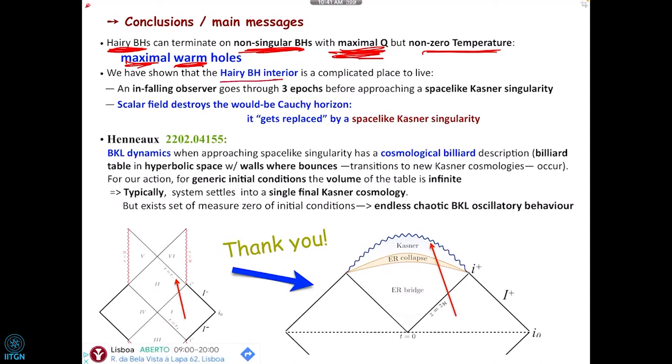And then we have shown that the Airy black hole interior is very complicated. In particular, a falling observer goes through three stages before approaching a final space-like Kasner singularity that replaces the Wheeler Cauchy horizon. So the scalar field destroys the Wheeler Cauchy horizon and it gets replaced by a space-like Kasner singularity.